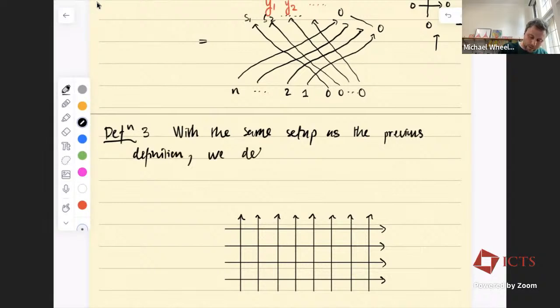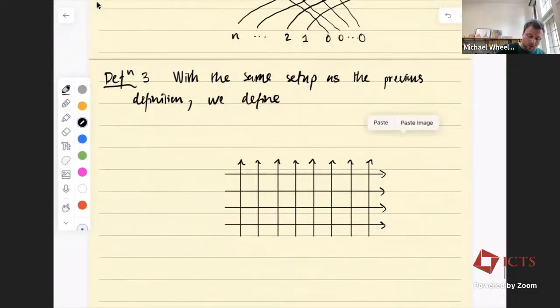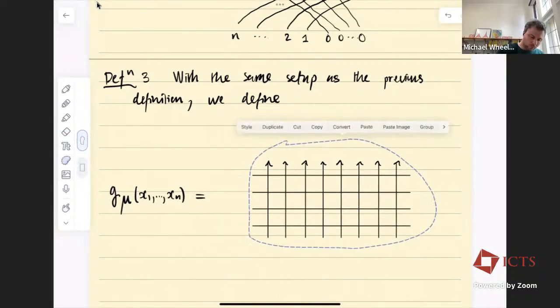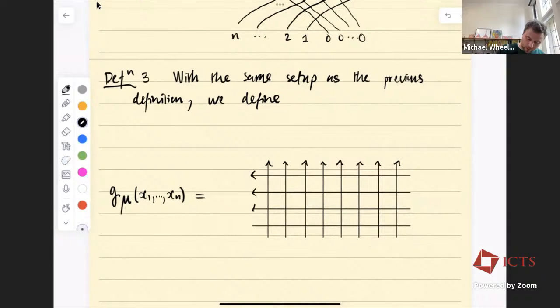We define a second family of functions. And so that's going to look like this. So G mu, again, I have my primary alphabet x1 up to xn. And the setup is a little bit different now. So actually, the horizontal lines are going to be oriented in the opposite direction. So like this. And the boundary conditions will look like this now.